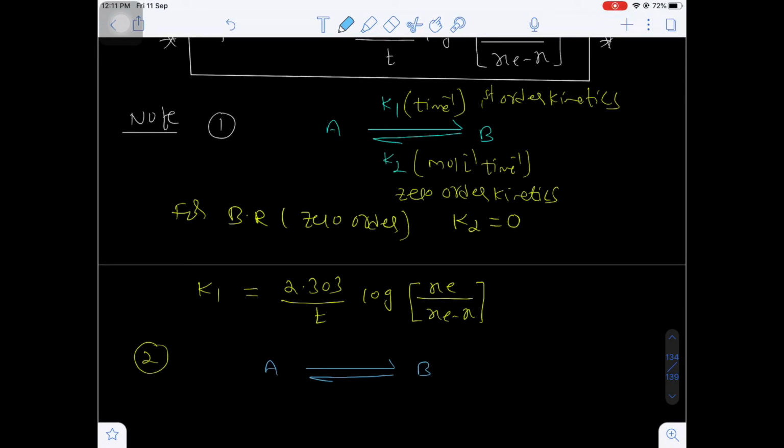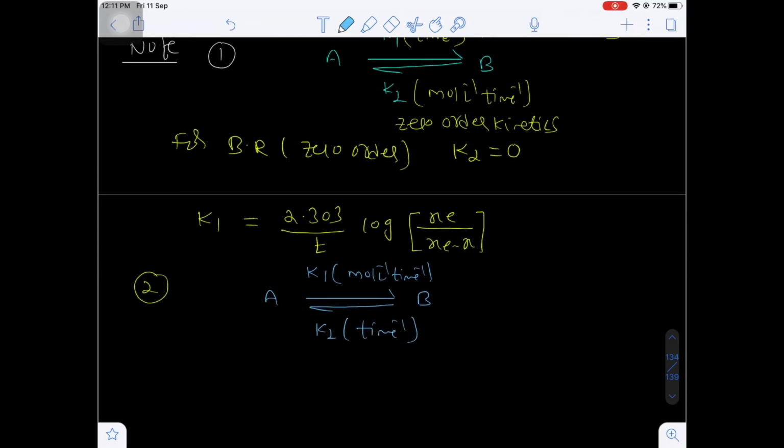Okay. Now in the forward direction, the rate constant units are given as moles per liter per time, and in the backward direction of the equilibrium, the rate constant units are given as time inverse. Now tell me which reaction is zero order kinetics and which reaction is first order kinetics. With the help of rate constant units, time inverse corresponds to first order, and moles per liter per time, that is, time inverse corresponds to which order kinetics?